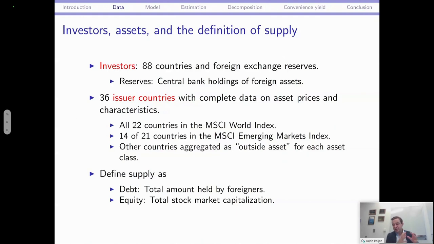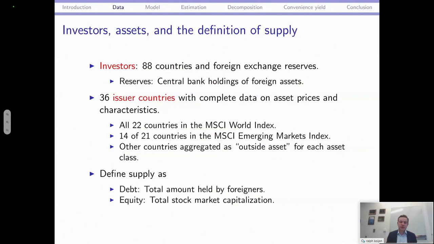And so in the case of debt securities, both long-term debt and short-term debt, we're going to think of the total amount that's being held by foreigners. If you think about national accounting, then if the government issues debt and it's purchased by its own residents, then that's going to cancel out in terms of wealth.